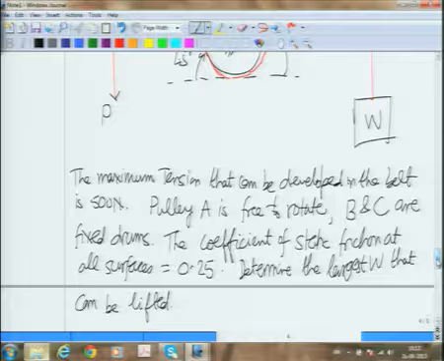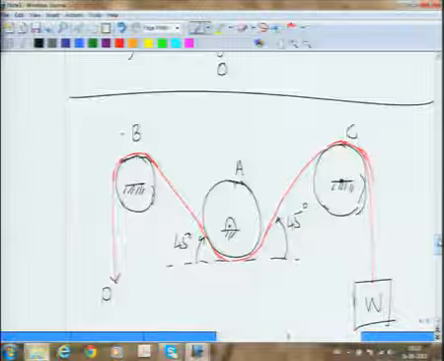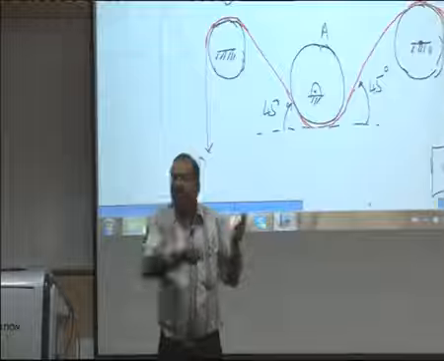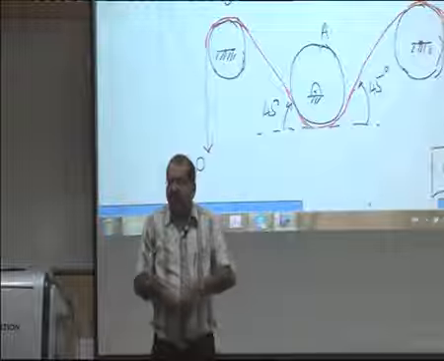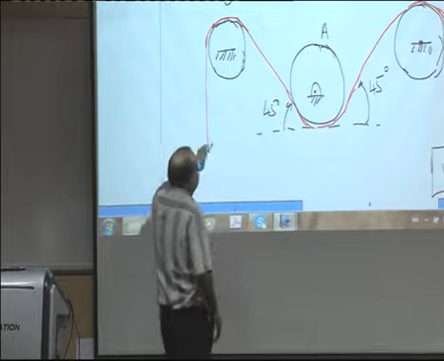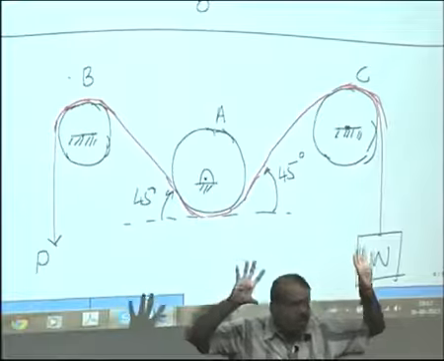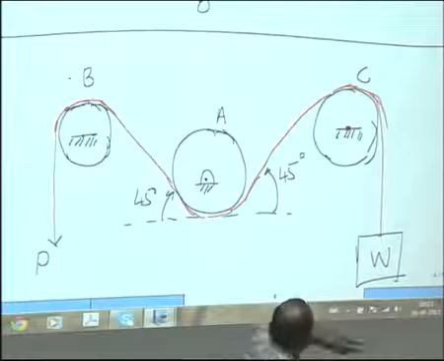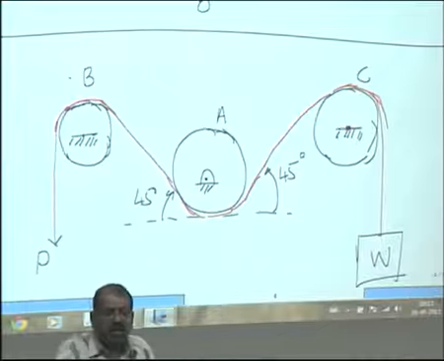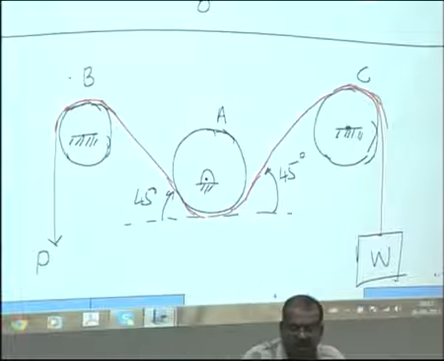Okay. So, we want to find the biggest weight W which can be lifted when we are given that the maximum tension which can come in the belt is 500 newtons. If more than that comes, the belt will break. Okay. Now, also what is given is posts B and C, these are fixed drums, whereas the pulley A is free to rotate. That means there is no friction, it can just rotate if need be.